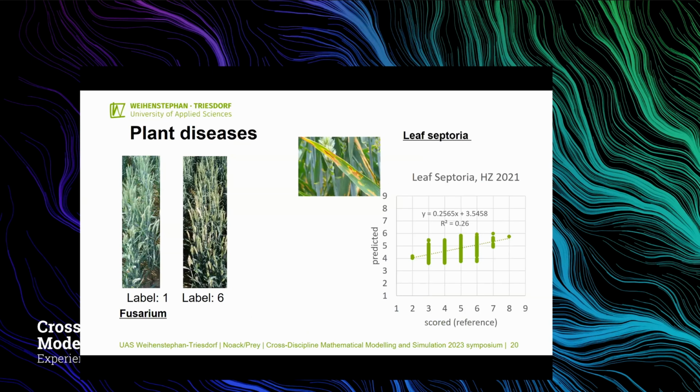And a last thing we tried to look at is, we talked about diseases in the talk earlier. We tried to detect plant diseases. In this special case, it's leaf septoria. And we saw that the results were not very satisfying. So until now, we were not able to detect plant diseases from drone images.